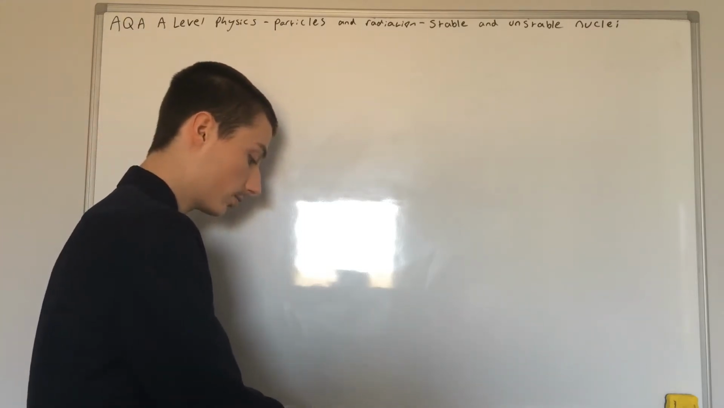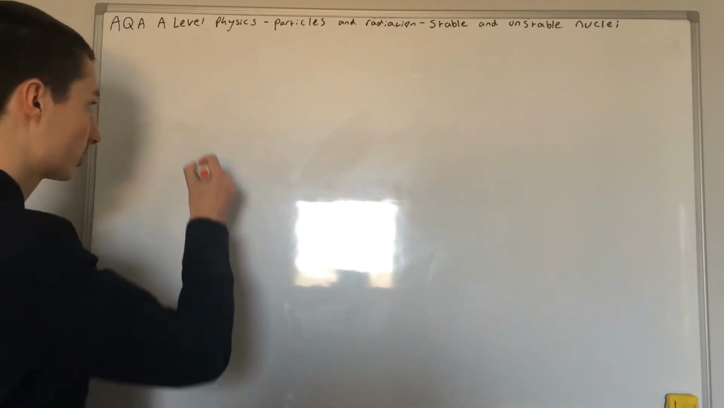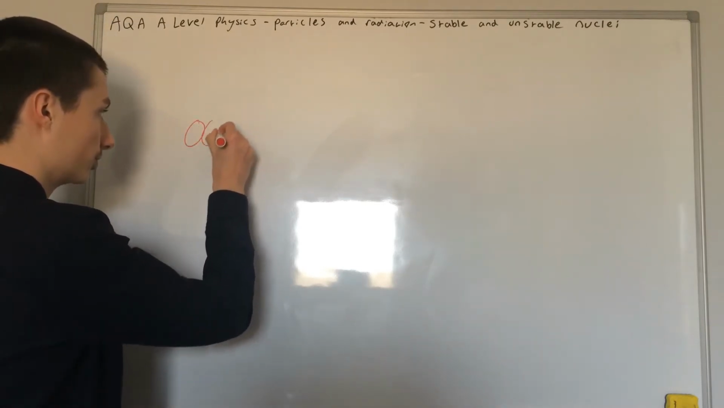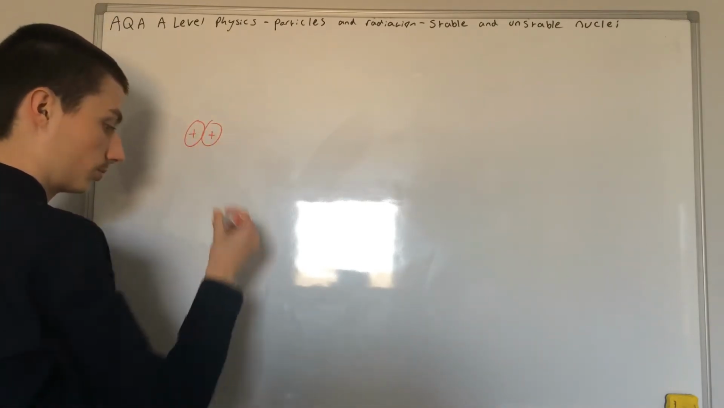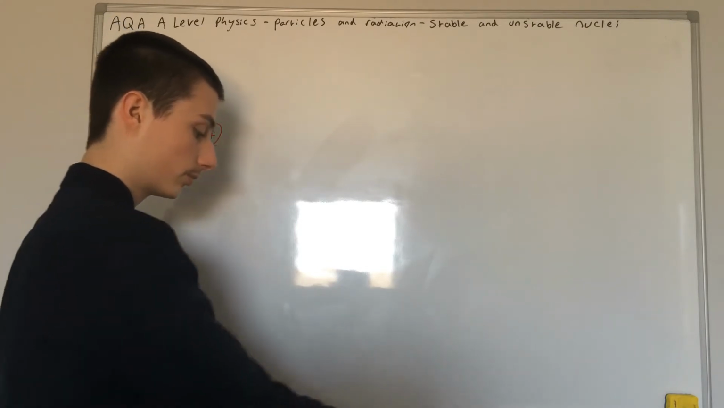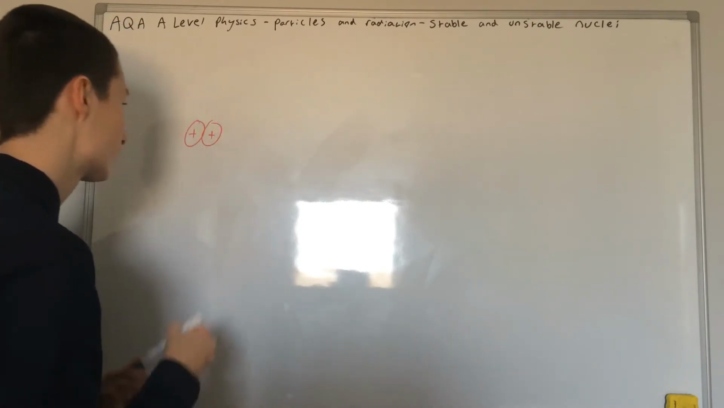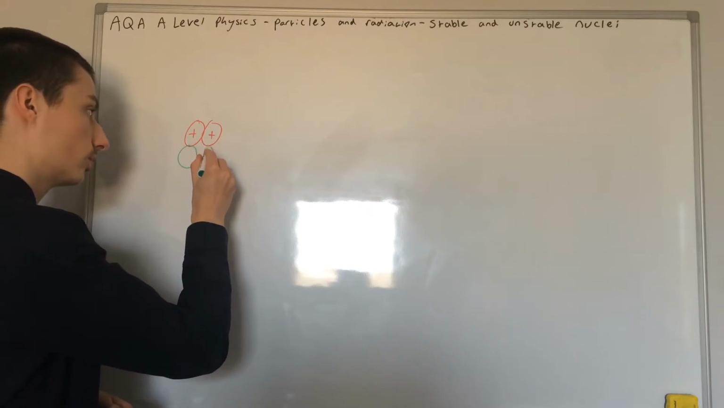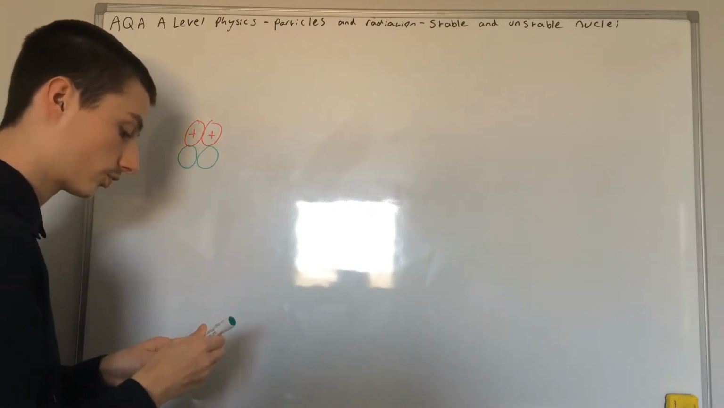You should be familiar with the model of the atomic nucleus from GCSE. I'm going to draw an alpha particle here, or a helium nucleus, with 2 protons and 2 neutrons.